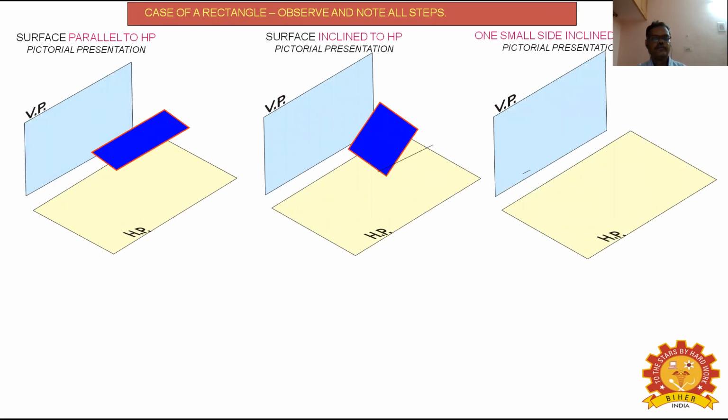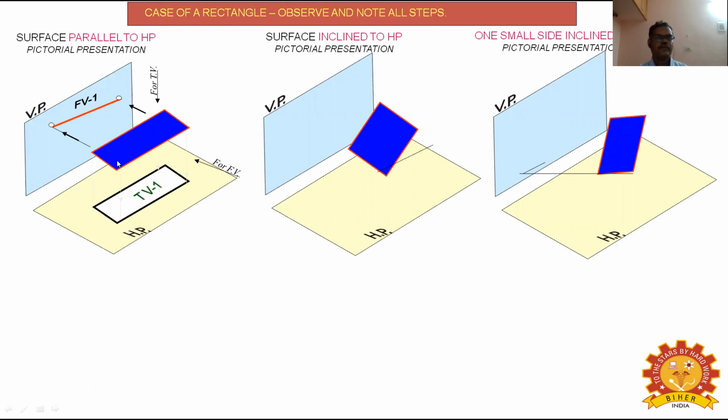Here in the first case, this lamina is parallel to HP. Therefore, when we view from the top, you can see the true shape, the same as the original one. When we view from the front, you can see only a straight line. In the second case, the lamina is inclined to HP. You can see this inclined line with respect to the reference line. The angle is called theta. And when we view from the top, you can see a smaller rectangle.